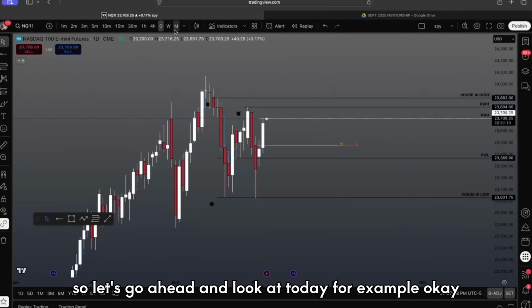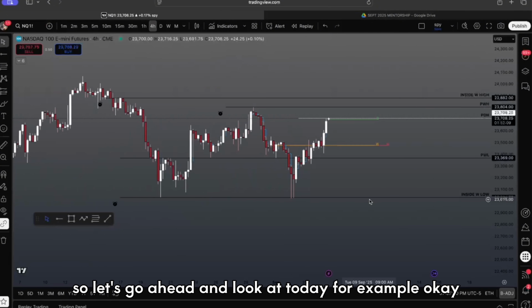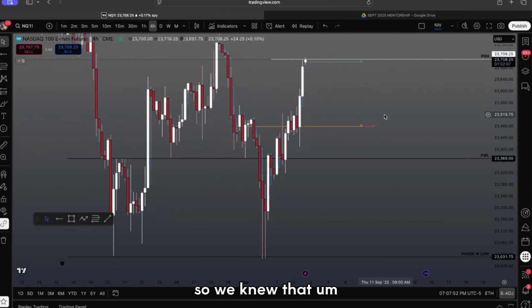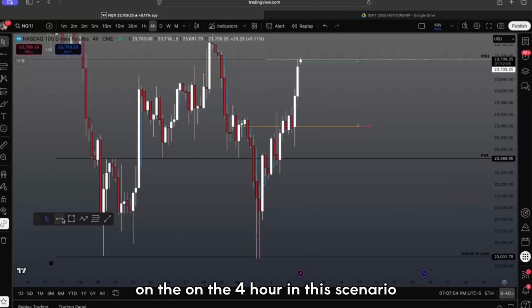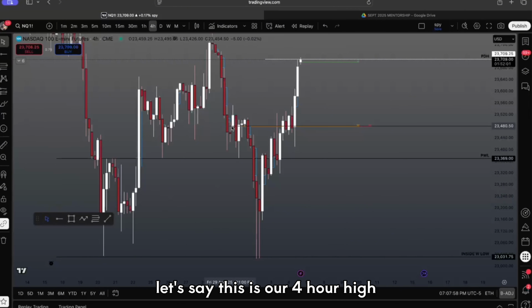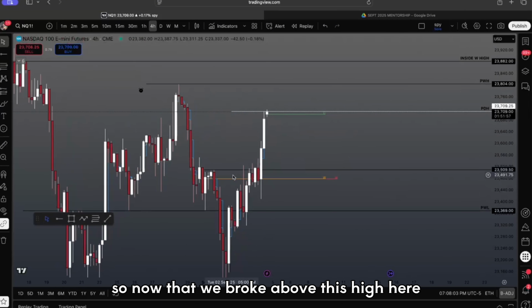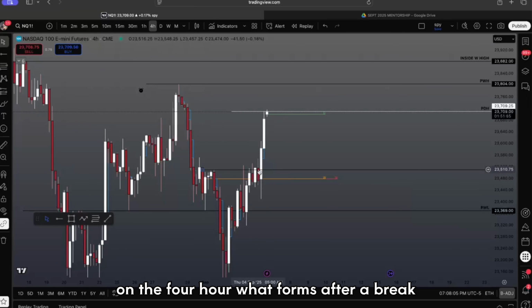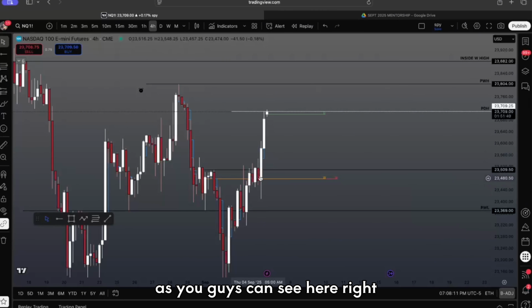So let's go ahead and look at today, for example. Okay, so we knew that on the 4 hour in this scenario, let's say this is our 4 hour high. We broke above it, right? So now that we broke above this high here on the 4 hour, what forms after a break? We usually have an order block and an imbalance form, as you guys can see here, right?